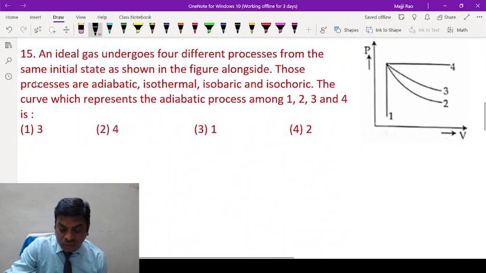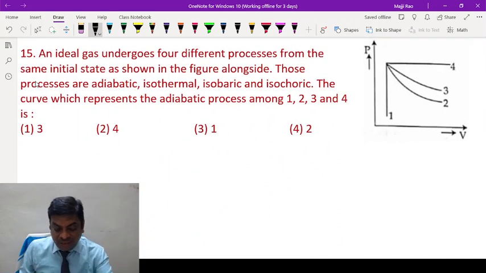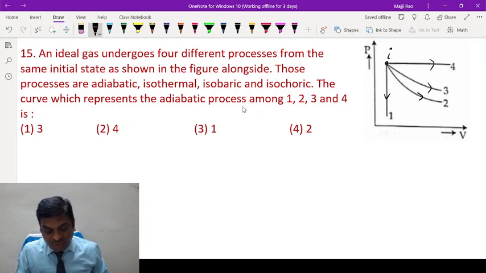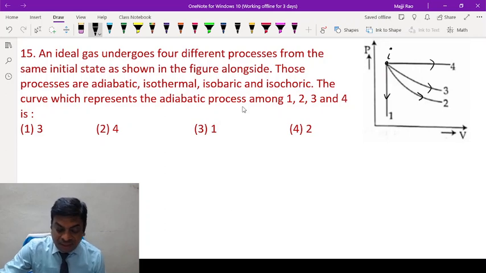An ideal gas undergoes 4 different processes from the same initial state. This is the initial state as shown in the figure, and these are the different processes. Those processes are adiabatic, isothermal, isobaric and isochoric. Which curve represents the adiabatic process?